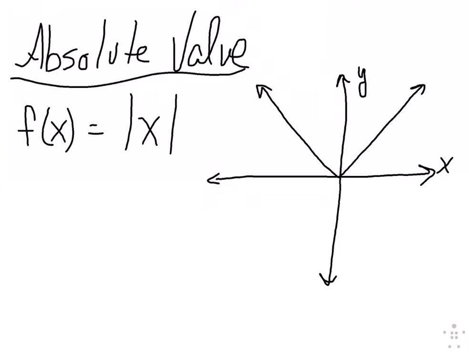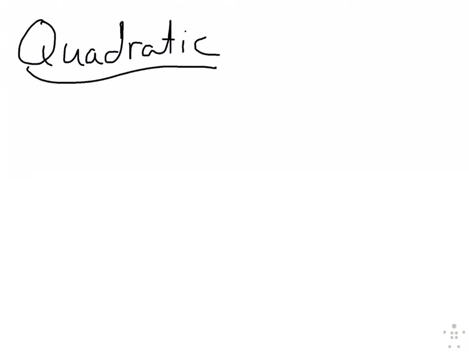Then the fourth and final one that I have for you guys today is known as a quadratic. And that's f of x equals x squared. Now I do realize that we can have higher exponents than that, but we're only going to deal with the exponent of 2 this time. Okay? So if it's x squared, that's a quadratic.